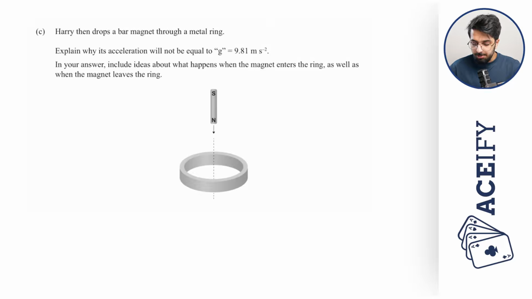There we go. Harry then drops a bar magnet through a metal ring. Explain why its acceleration will not be equal to 9.81 meters per second squared. In your answer, you should include ideas about what happens when the magnet enters the ring, as well as when the magnet leaves the ring.